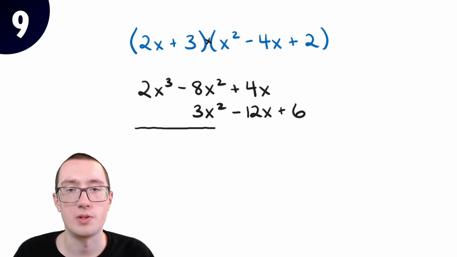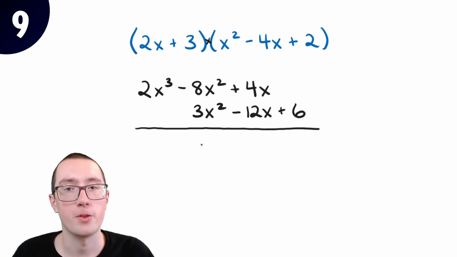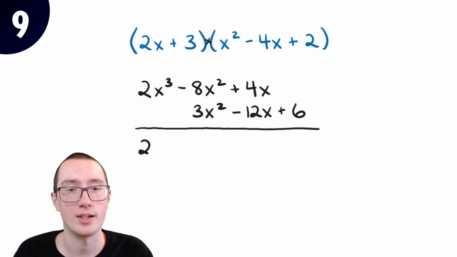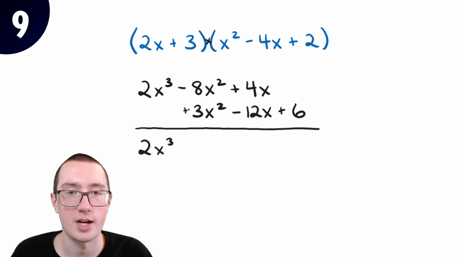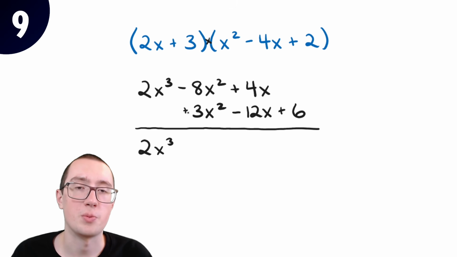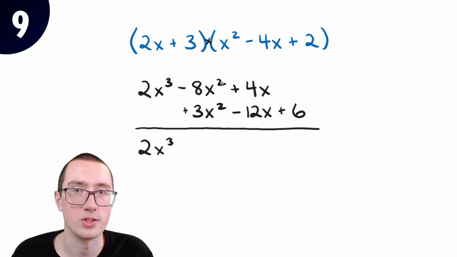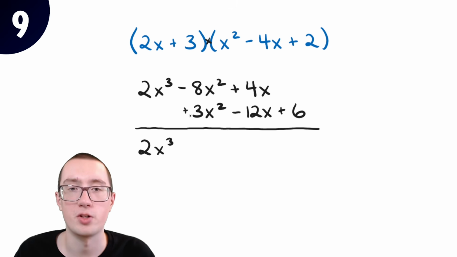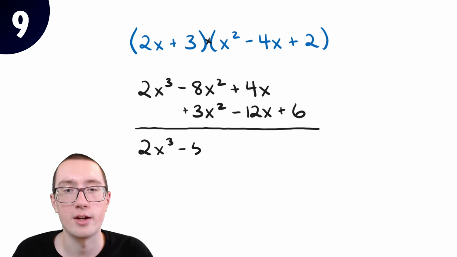So I'm going to draw this big line under here, and we're going to add these together. So 2x to the third, there's no other x to the third to combine with this. So it's just going to stay as 2x to the third. But here we do have some combination going on. This is adding, by the way. So negative 8x squared plus 3x squared. Think of it as dollars like before. You lost $8 and you got 3 back, but you're still down $5. So that's going to be minus 5.